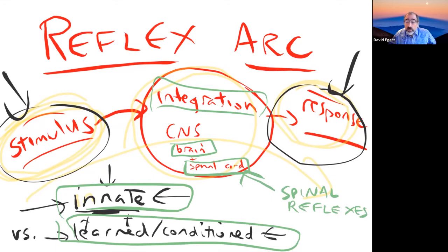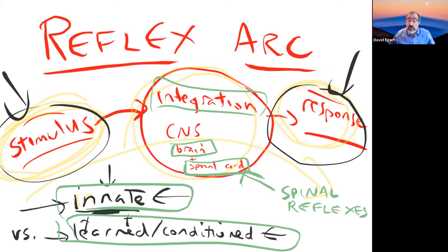So, like when I was talking about the pain, when you withdraw from pain, that's just in the spinal cord. You don't need the brain. When you have that knee-jerk reflex, that patellar tendon reflex, we're going to look at the classic thing where you whack on someone's knee and they kick out, that is integrated in the spinal cord. It doesn't need the brain.